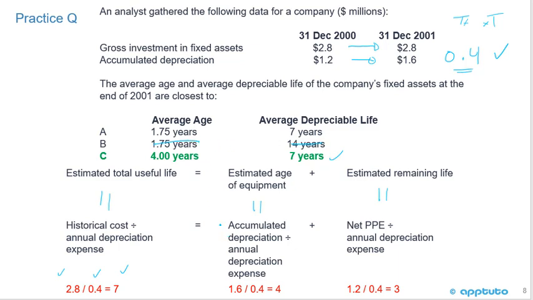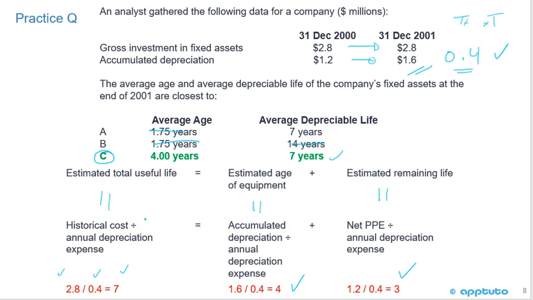And then if I scroll to the next one, the estimated average age is accumulated depreciation divided by the annual depreciation expense. We have our accumulated depreciation, it's the 1.6, and our annual depreciation expense 0.4. So 1.6 divided by 0.4 equals 4. So C had to be correct. I just finished it off here. The estimated remaining life would be the net PP&E divided by annual depreciation expense. The net PP&E is easy. That's 2.8 gross investment minus accumulated depreciation. 2.8 minus 1.6 gives us 1.2, divided by 0.4, and that gives us 3.